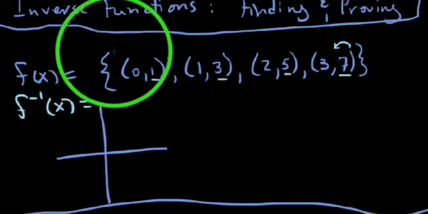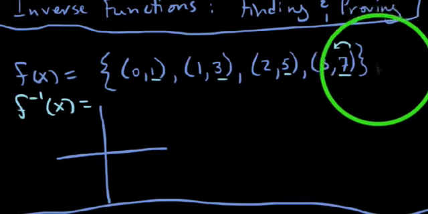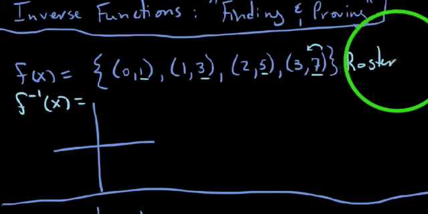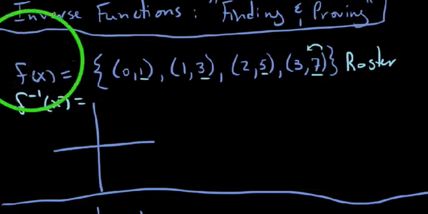So you'll see this often, we'll write a function in terms of roster notation. That's what this is called. You know what a roster is. It's got people's names on it. It kind of lists it out. But let's take a look at this original function f of x.